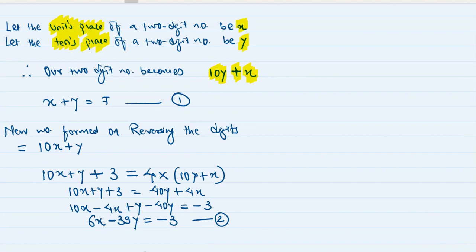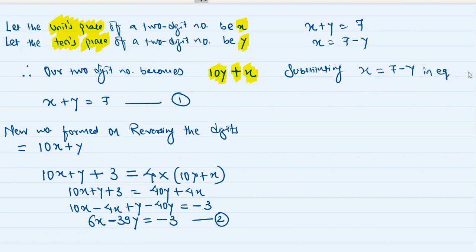Okay, so how am I going to solve this? That's one more problem. I think I'm not going to use the equating coefficients method. I think I'm going to use the substitution method, elimination by substitution. So I know that x plus y is equal to 7, so x becomes 7 minus y. So I will write substituting x is equal to 7 minus y in equation 2.